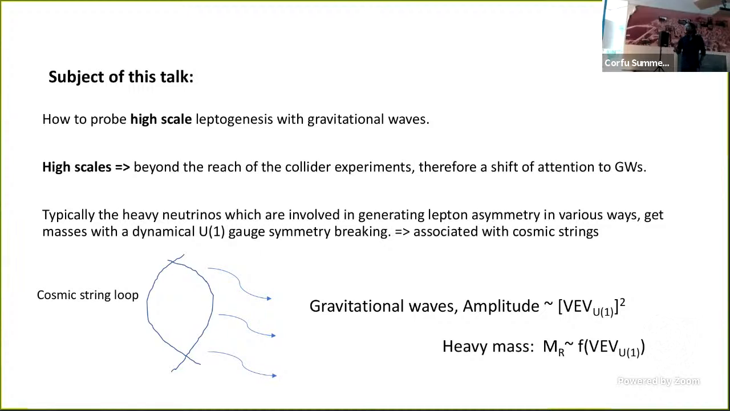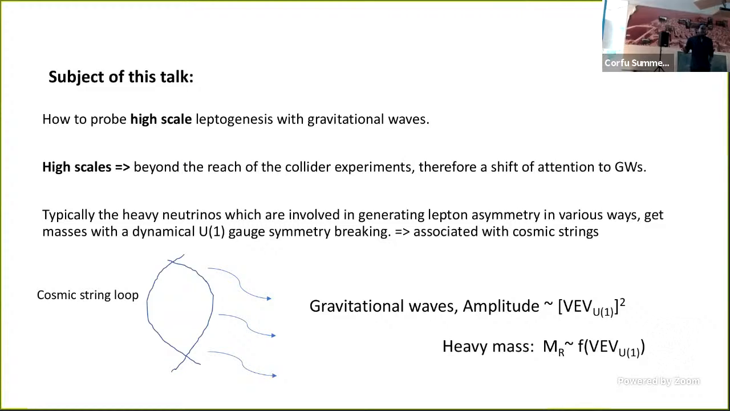Leptogenesis is typically related to some heavy particles in your theory. For example, if you do seesaw, it's related to the mass of the heavy neutrinos. And what I'm claiming is that if you generate the mass of the heavy neutrinos, say for example, in U(1) symmetry breaking, you can have cosmic strings.